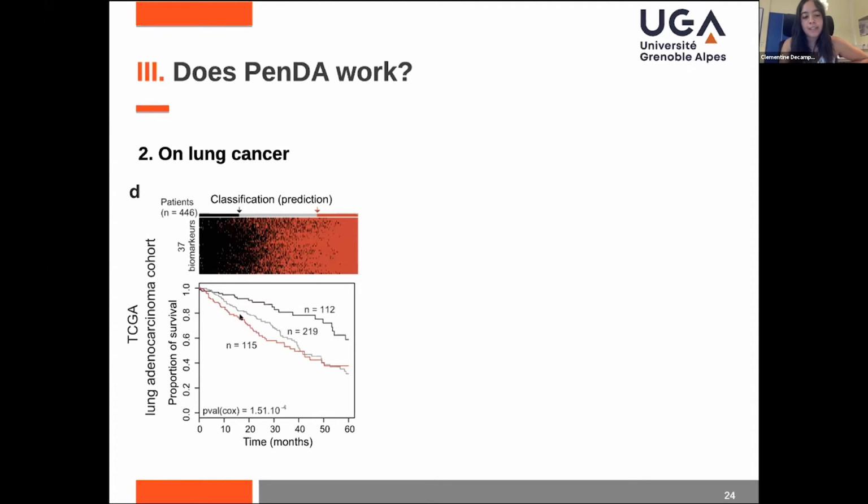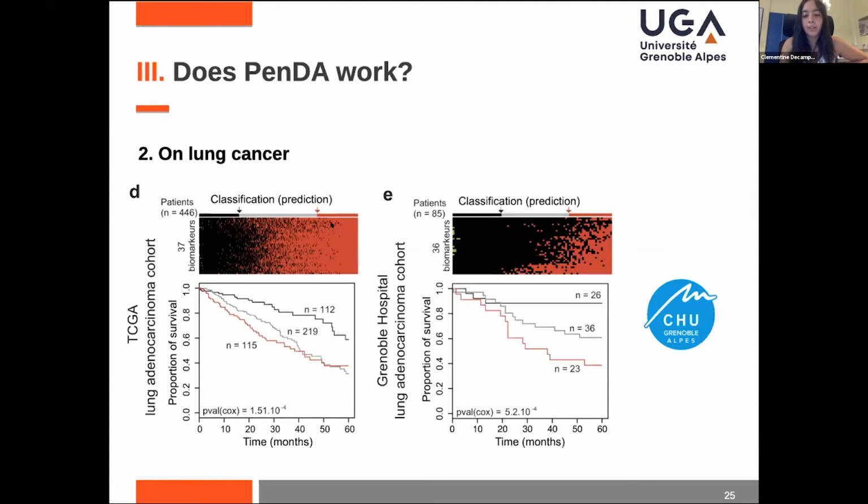And after, we validate these biomarkers on an independent cohort from the Grenoble Hospital, the CHU Grenoble-Alpes, and we obtain the same results. Here, which is also interesting, is that this cohort is in microarray and this cohort is in RNA-seq, so it's 2 different methods to analyze the gene expression. And Panda is robust because it gives the same results.